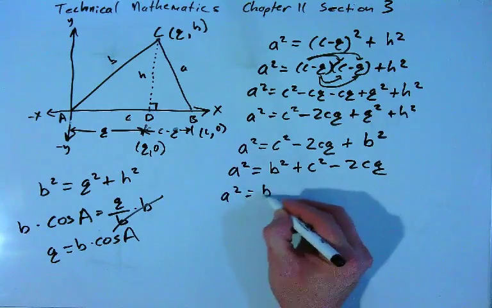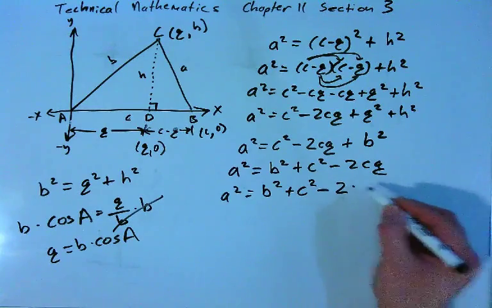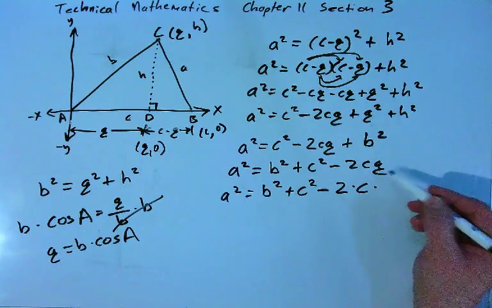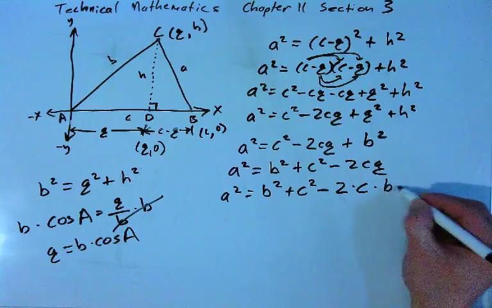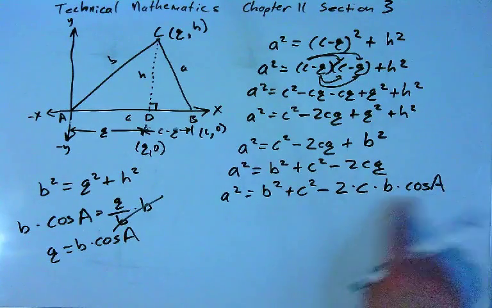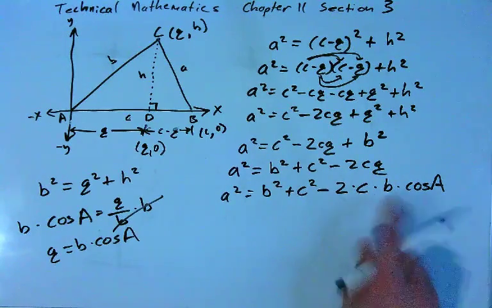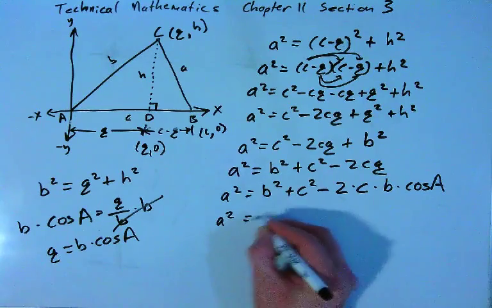So we get A squared equals B squared plus C squared minus 2 times C times, and instead of G, I'm going to write B times the cosine of A. Okay, and then I'm just going to clean this up a little bit. I'm going to use the commutative property again to change the order of B and C here. I want them to be in alphabetical order.